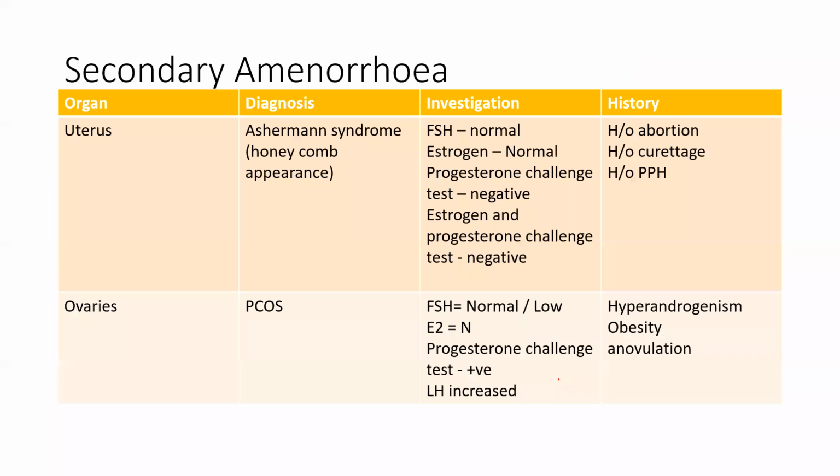The next one, in detail, is secondary amenorrhea. If you are writing it down, please make 4 columns, which is very easy to do. So the first organ is the uterus. In the uterus, there is Asherman syndrome. Yesterday, I was talking a lot about uterine synechiae. Many times I told about uterine synechiae. The other name for uterine synechiae is Asherman syndrome. So for the uterus, we have a particular diagnosis, that is Asherman syndrome.